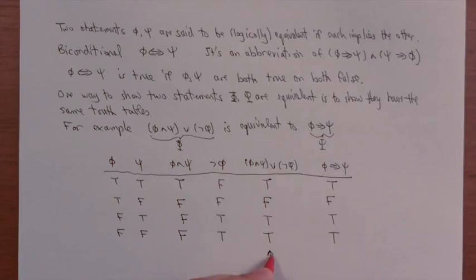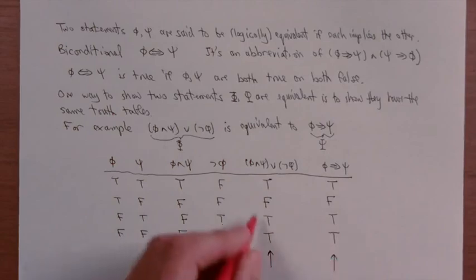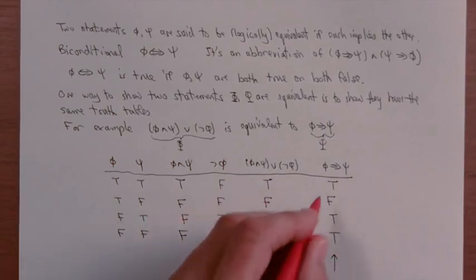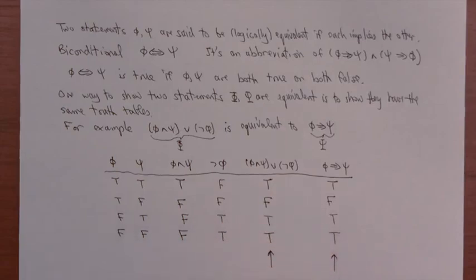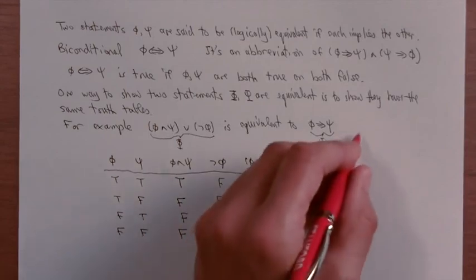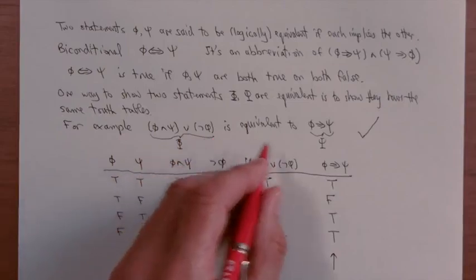And now I just compare that column with that column. T, F, T, T is the same, T, F, T, T. Because these two columns are the same, I can conclude that that is equivalent to that.